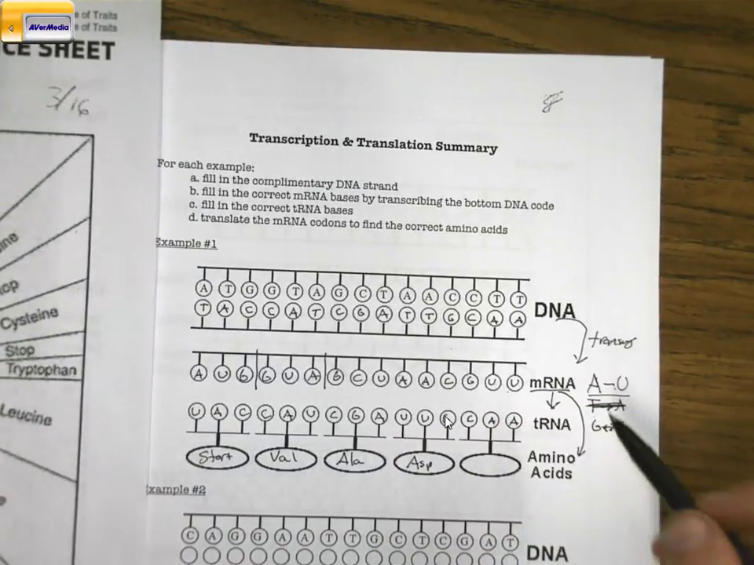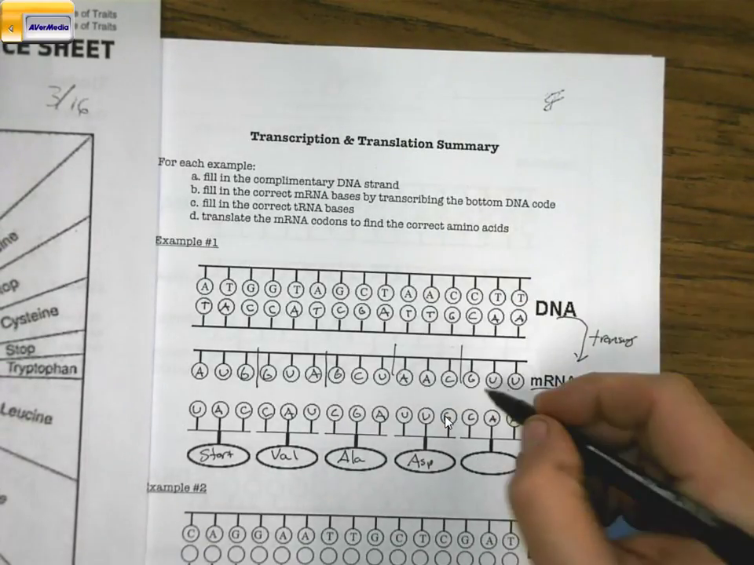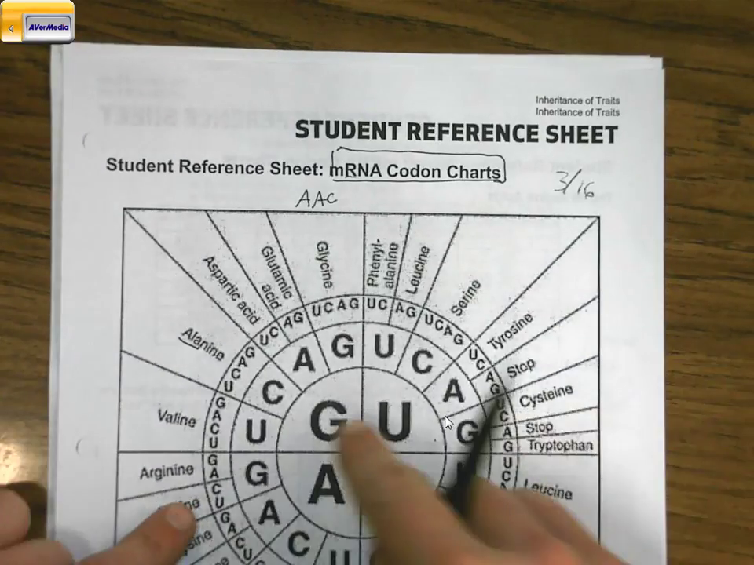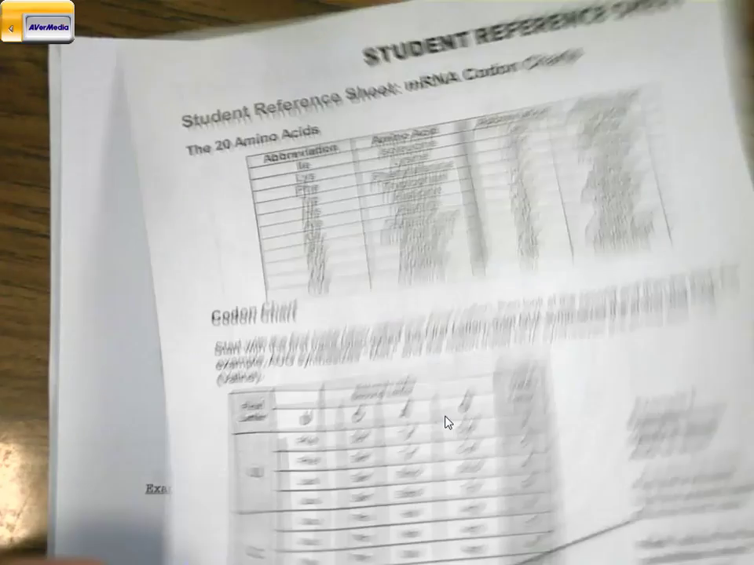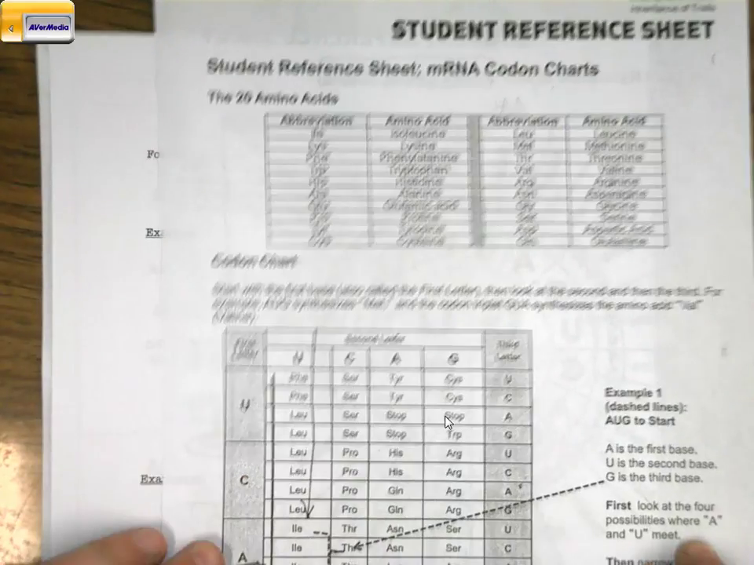Okay, and then the last code. I like to break them up into threes, like so. GUU. So I go here, G, U, and U is valine. I'm going to double check here. G, U, U is valine, V-A-L.